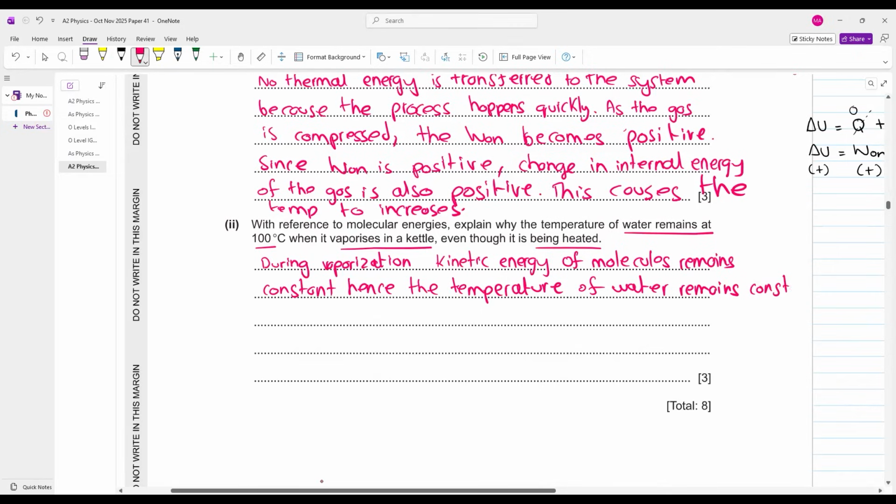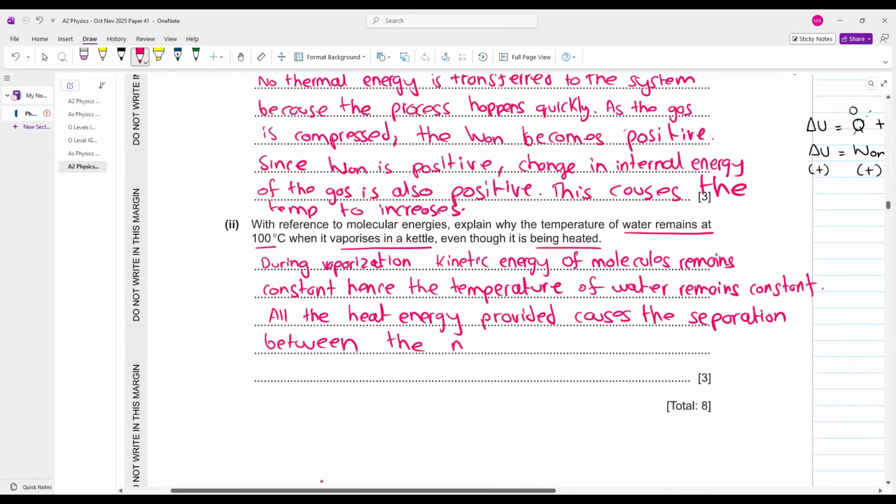What will you write further? You will say all the heat energy provided causes the separation between the molecules to increase. Last point क्या होगा?